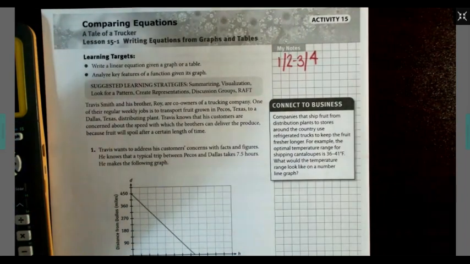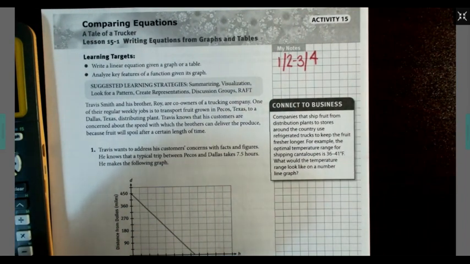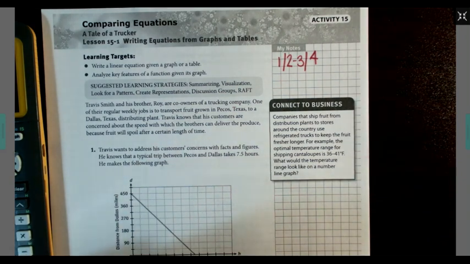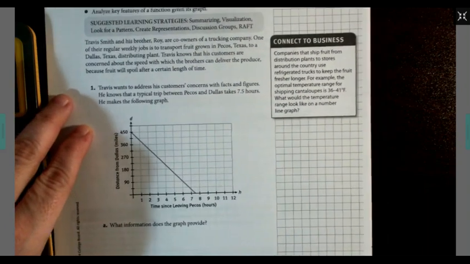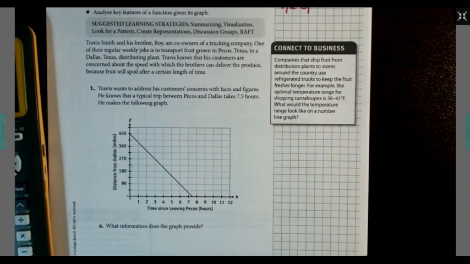Travis Smith and his brother Roy are co-owners of a trucking company. One of their regular weekly jobs is to transport fruit grown in Pecos to a Dallas distributing plant. Travis knows that his customers are concerned about the speed with which the brothers can deliver the produce because fruit will spoil after a certain length of time. Question number 1. Travis wants to address his customers' concerns with facts and figures. He knows that a typical trip between Pecos and Dallas takes 7.5 hours. He makes the following graph.